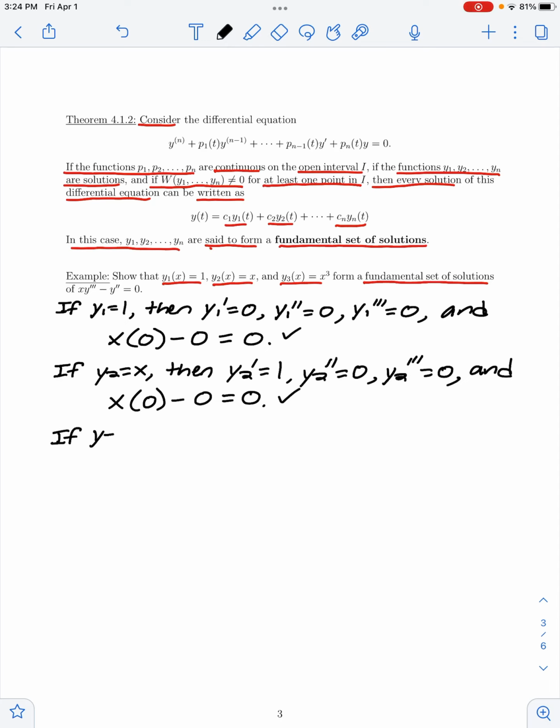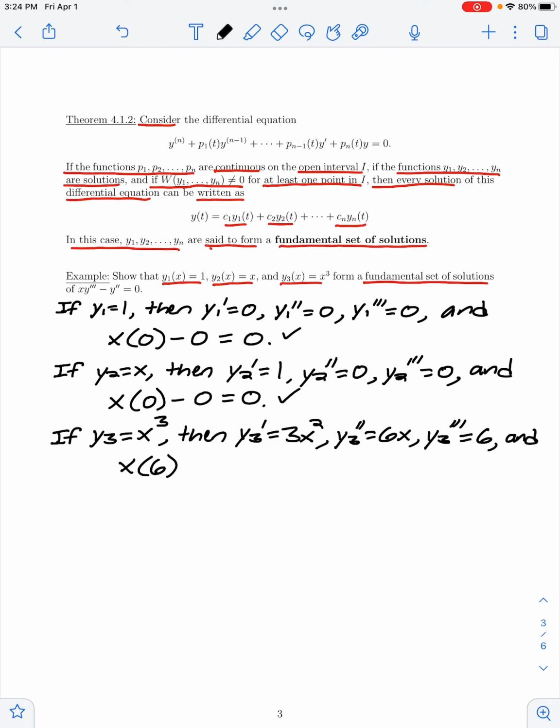And then lastly, for y3, if y3 is x cubed, then our derivative would be 3x squared. The second derivative would be 6x. And the third derivative would be 6. And so substituting into the equation, we're looking at x times the third derivative, which was 6, minus the second derivative, which was 6x. So we have 6x minus 6x, which is indeed equal to 0. So y3 is also a solution.